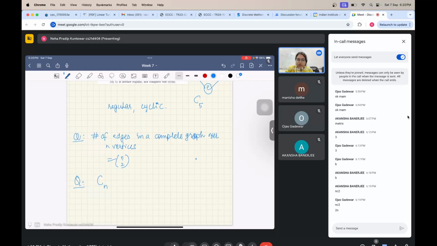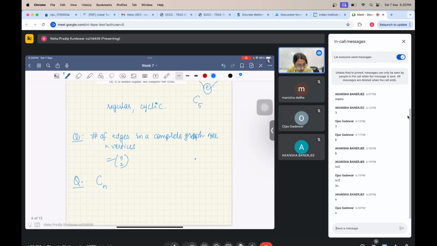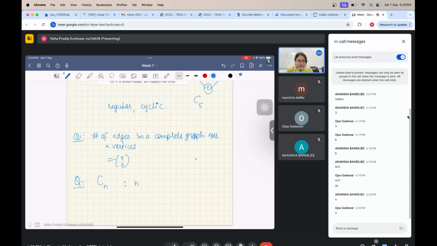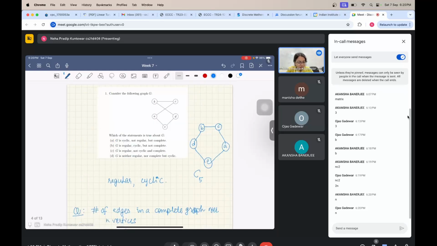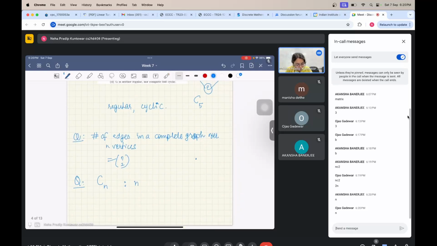Is it 2n or is it n? Right, good. So this is n, because you essentially draw an edge between adjacent vertices. For example, you have 5 vertices here and you have 5 edges here. So the number of edges in Cn is n.